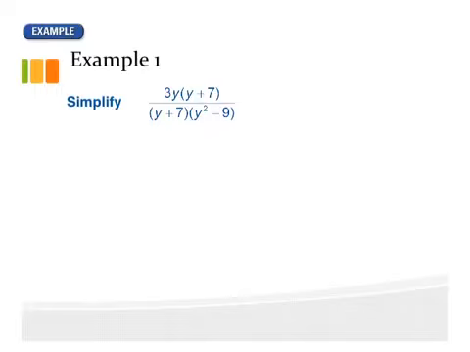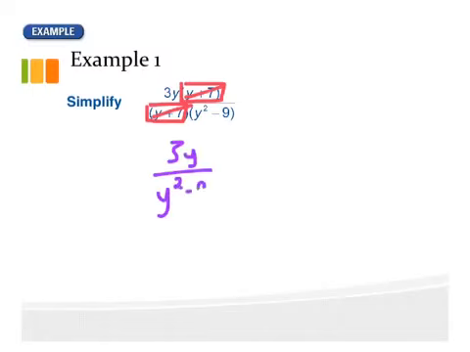When you're trying to simplify rational expressions, you want to look for common factors. So you'll need to recognize that the y plus 7 in the numerator and the y plus 7 in the denominator are common factors and they cancel. And what you'll be left with then is 3y over y squared minus 9.